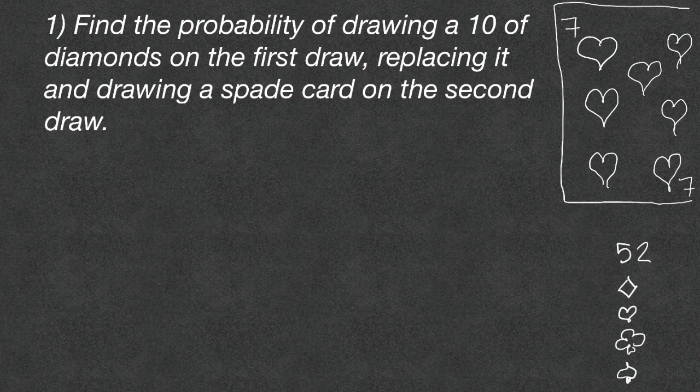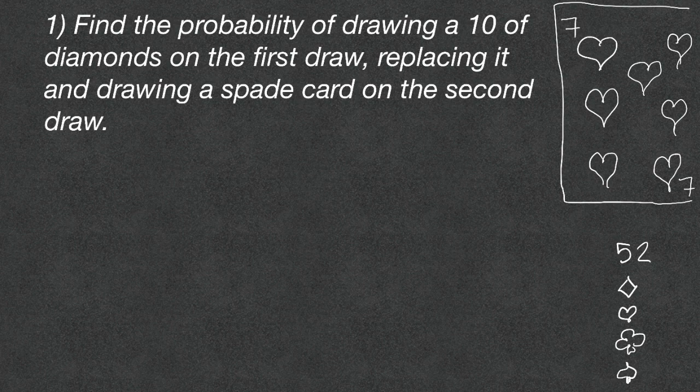Of course, each of these suits has an ace, and then 2, 3, 4, 5, 6, 7, 8, 9, 10. Then we have a jack, queen, and king, right? They don't repeat. So there is only 1 10 of diamonds in this deck.